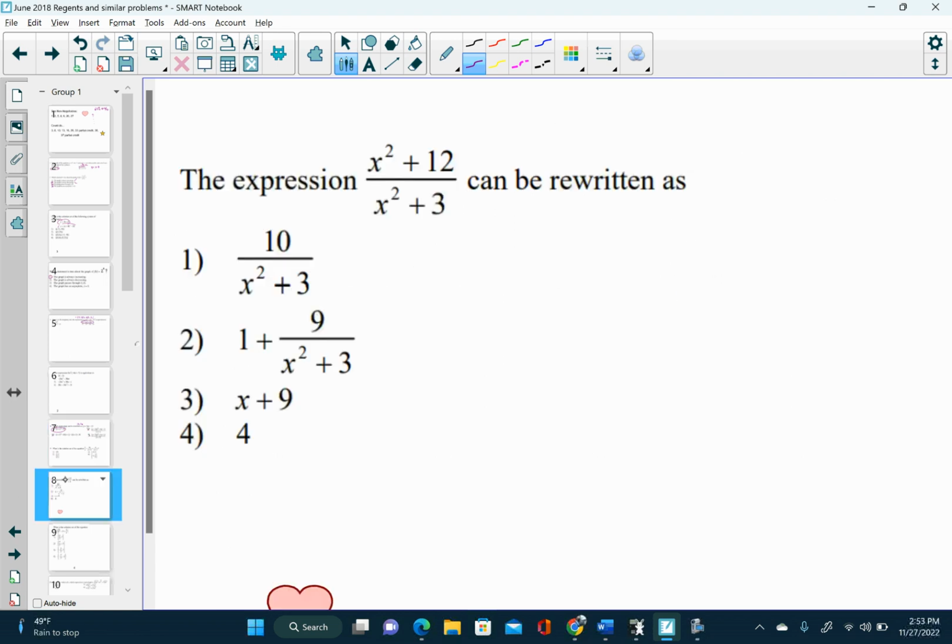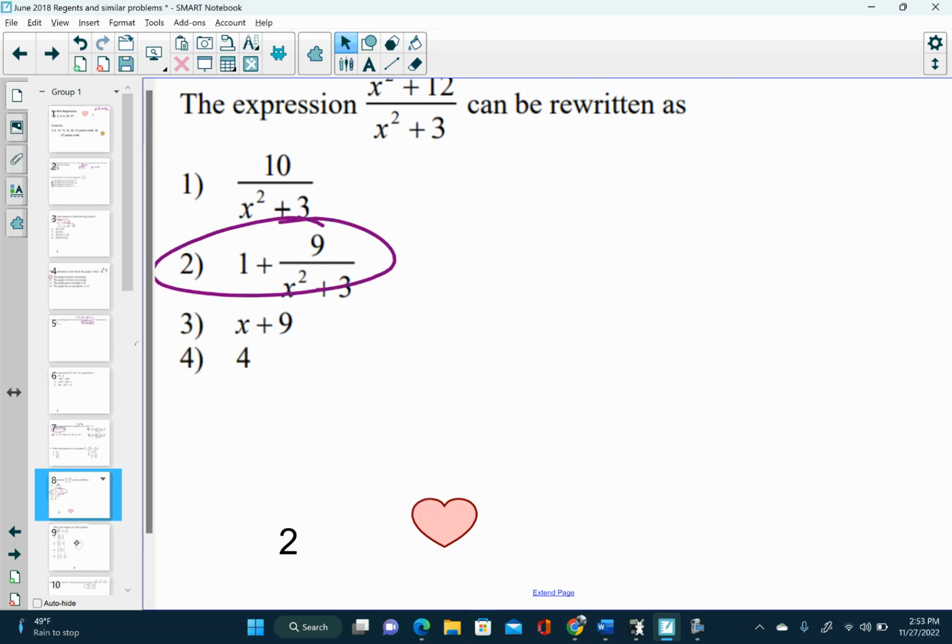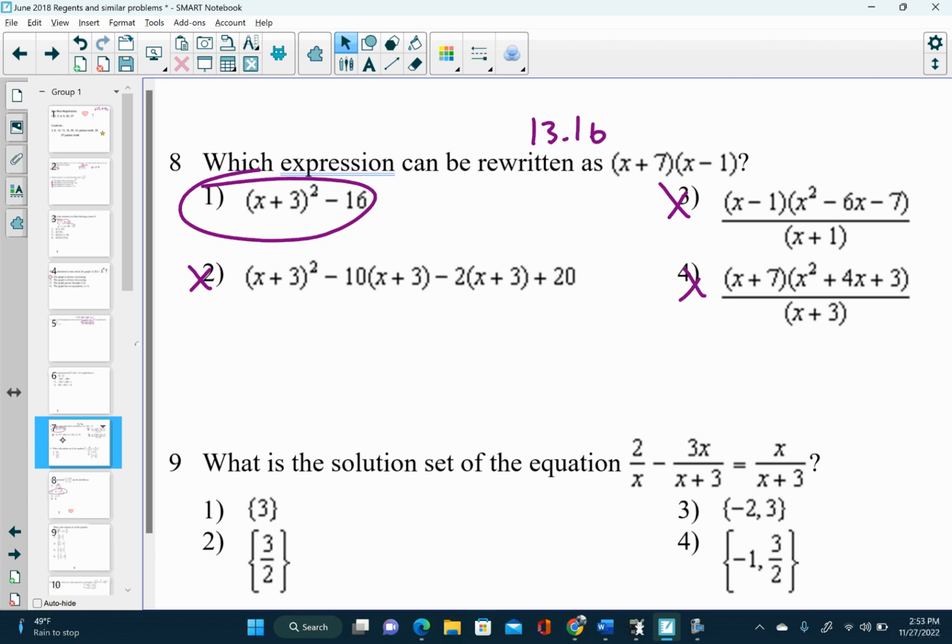All right, so go ahead and try this one. Which one can be rewritten as this expression? Pause the video, try this question. And the correct answer is 2. Okay, 2 is the same thing as the original. All right, question number 9.